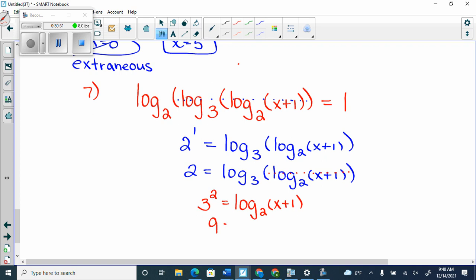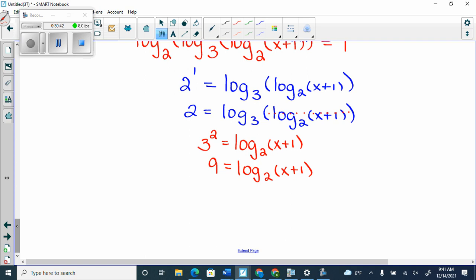So now I have 9 equals log base 2. So I've converted twice. I know I'm going to have to convert a third time. However many logs are embedded is how many times you have to convert. So I've converted twice, and now I have a nice one. Now this is just a single log. 2 to the 9 equals x plus 1, minus 1. 2 to the 9 minus 1 equals x.